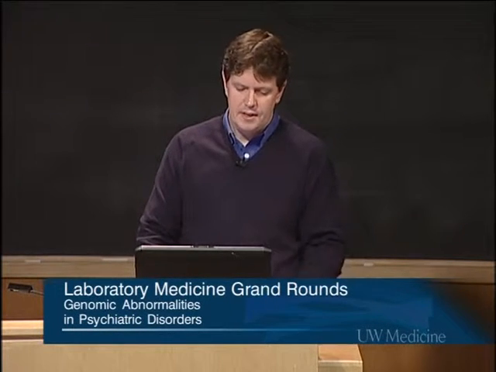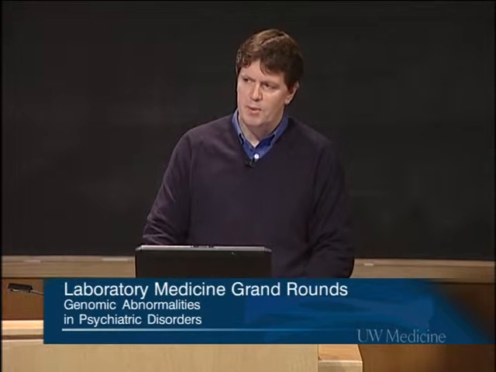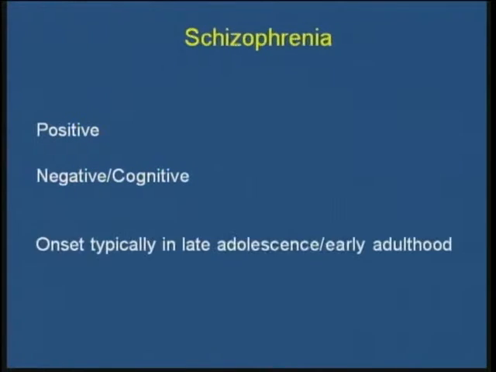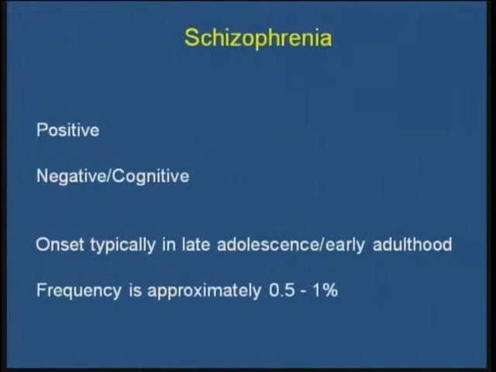So schizophrenia is a severe chronic and disabling brain disorder. It has both positive and negative symptoms. The positive symptoms include unusual thoughts or perceptions that can include hallucinations or delusions. The negative symptoms tend to be cognitive and represent a loss or decrease in the ability to initiate plans, problems with attention, some memories, and executive functions. Onset is typically in late adolescence or early adulthood, and the frequency worldwide is approximately 0.5 to 1%.